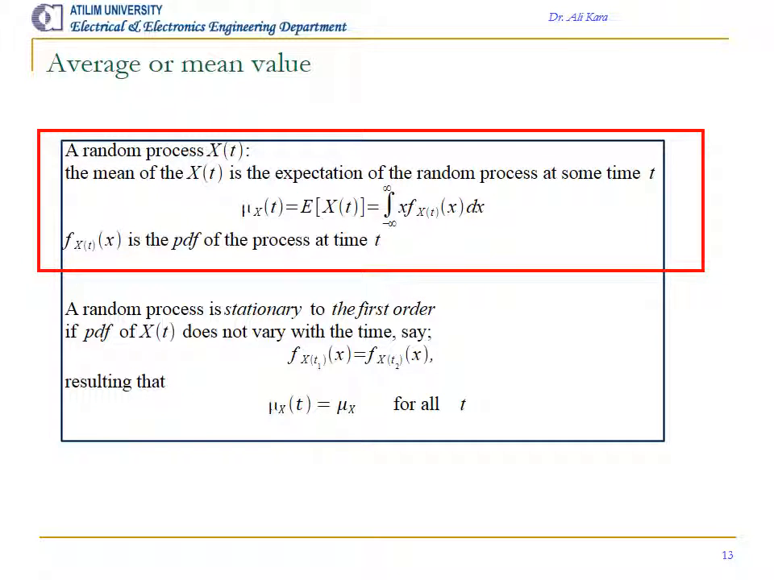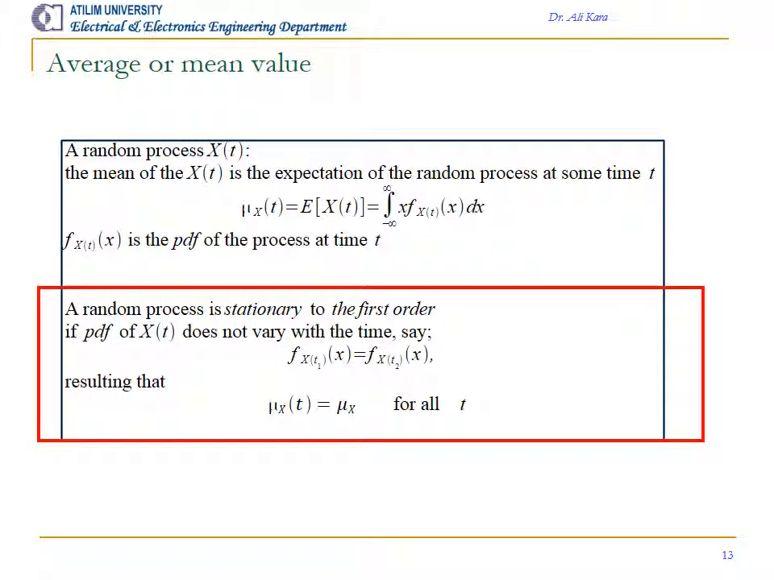Average or mean value, for a random process x of t. The mean of the process x of t is the expectation of the random process at some time t. Mu x of t is given as the integral from -infinity to infinity of x times f sub x of t of x dx. F sub x of t of x is the PDF of the process at time t.